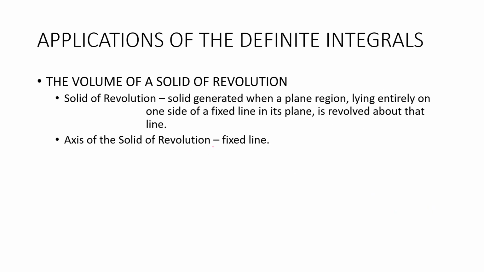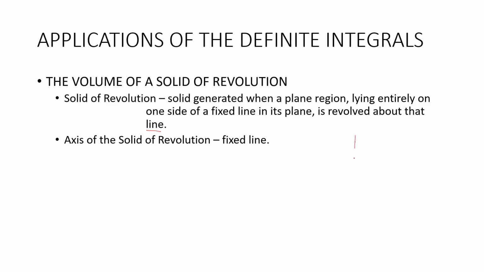So we have some terms here. Solid of revolution is the solid generated when revolved about a certain line or axis. It's also called a line because not all the time; advanced problems will make you revolve your bounded region on a certain line.